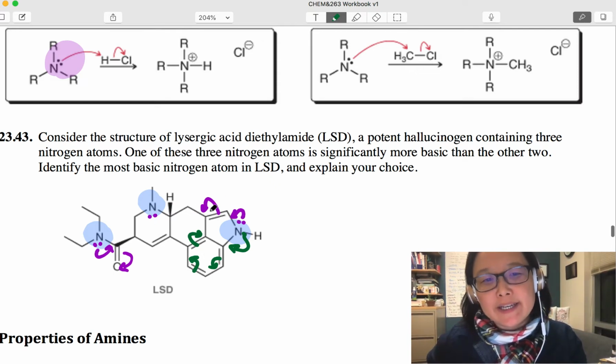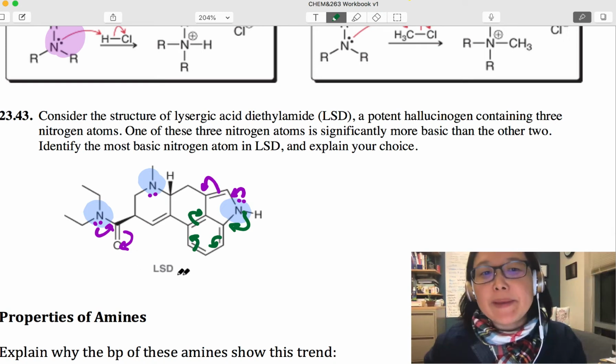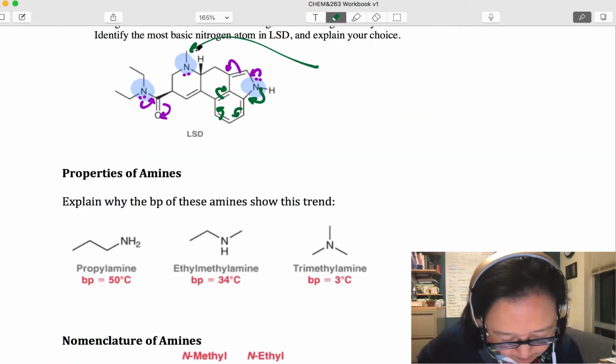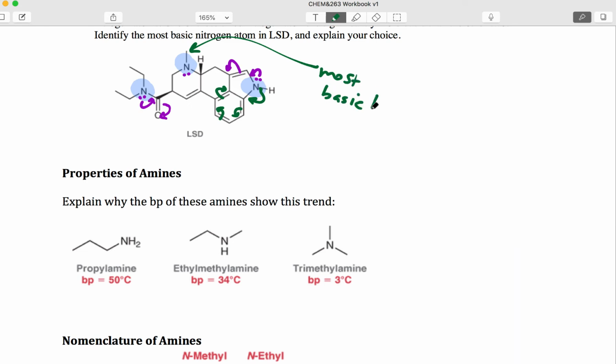So in order of basicity, I would say this is the most basic. This one's less basic because of resonance here, and this is the least basic because of resonance all around here. So let's put a note here, most basic site. You always want to think about resonance when you think about bases.